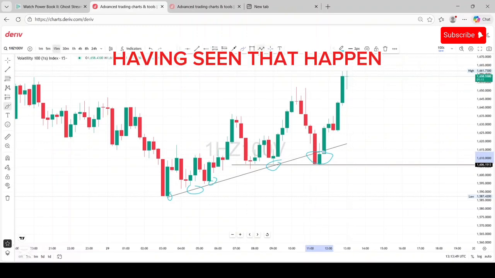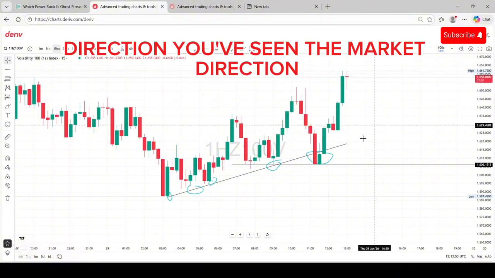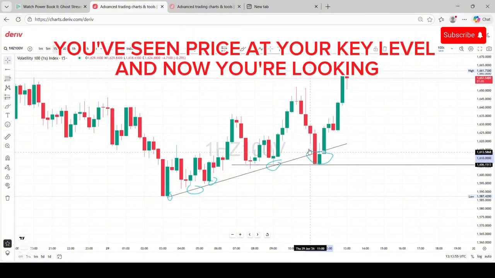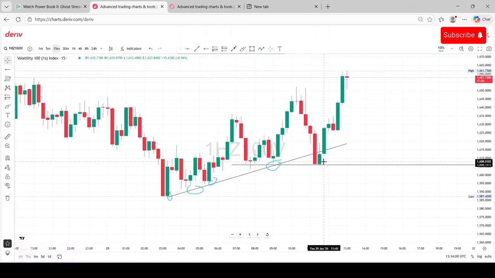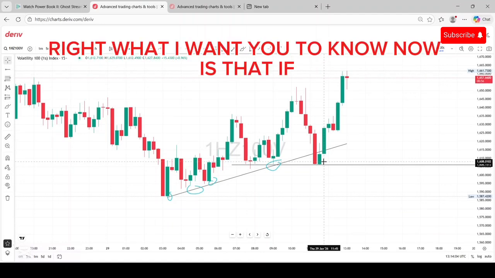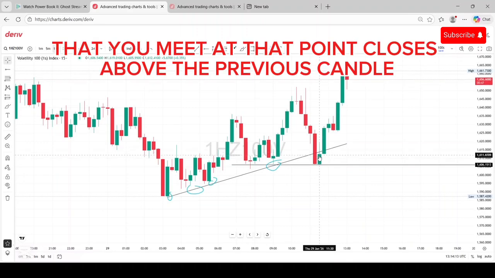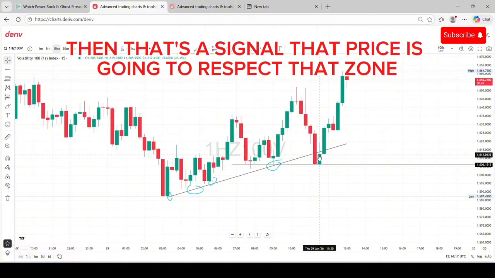So having seen that happen, you've mapped out your direction, you've seen the market direction, you've seen price at your key level, and now you're looking at getting a confirmation for entry, right? What I want you to know now is that if the candlestick that you meet at that point closes above the previous candle, then that's a signal that price is going to respect that zone, right?